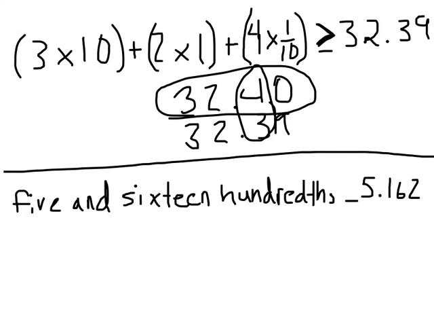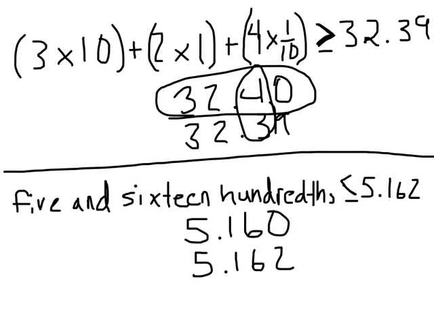Now you try one. Compare these two numbers, 5 and 16 hundredths, or 5 and 162 thousandths. The correct answer is that 5 and 162 thousandths is greater, because a 2 in the thousandths place is greater than a 0 in the thousandths place.